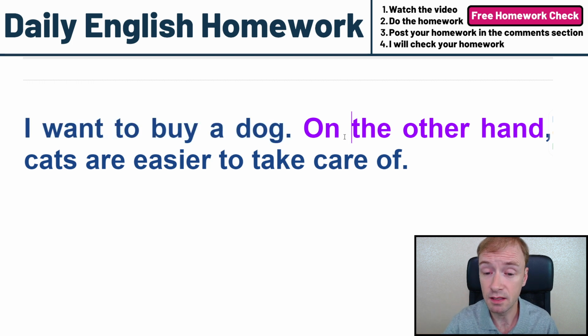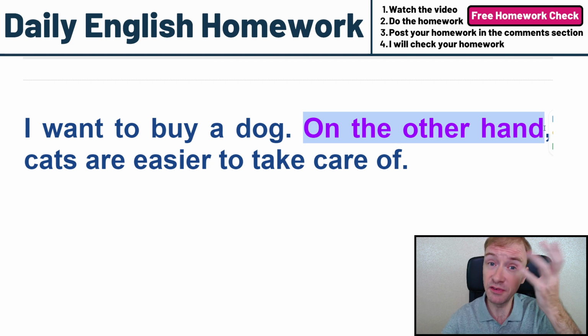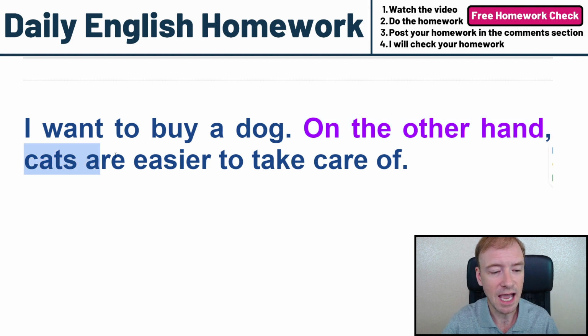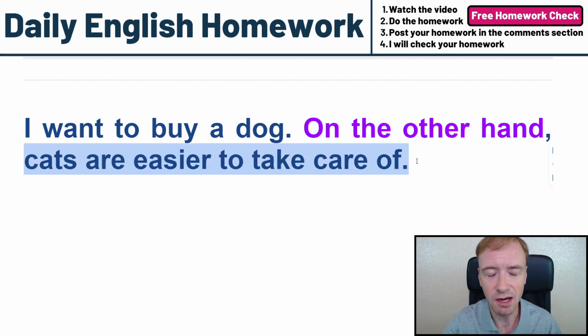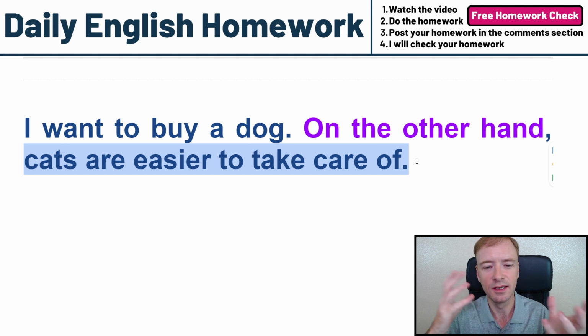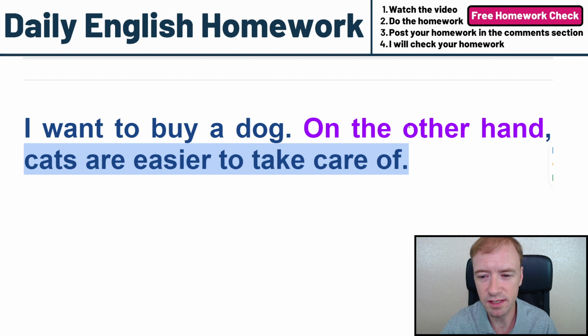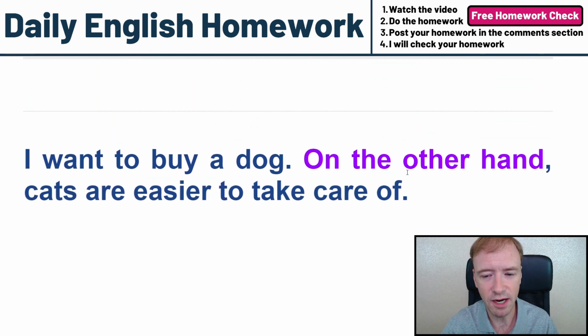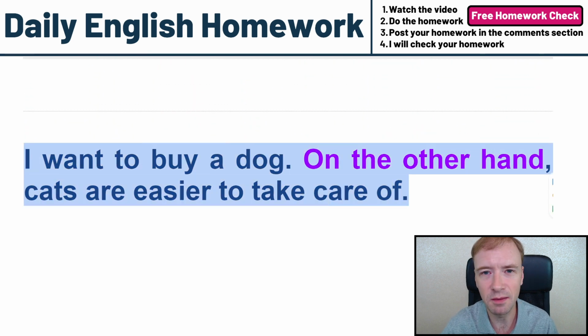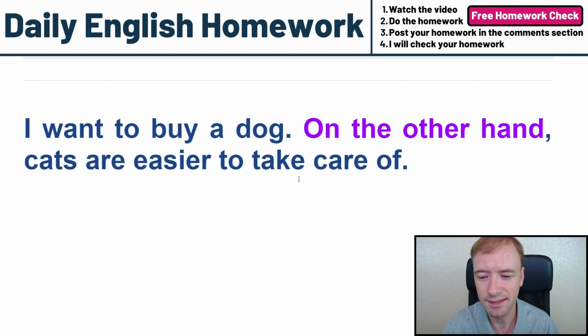On the other hand, so let's look at a different view. Cats are easier to take care of. I want to buy a dog, but on the other hand, cats are easier to take care of. So I'm going to buy a cat. Okay, so comparing these different viewpoints, on the other hand. Right? This is what we have to think about every day, whether we get a dog or a cat. Very important sentences.